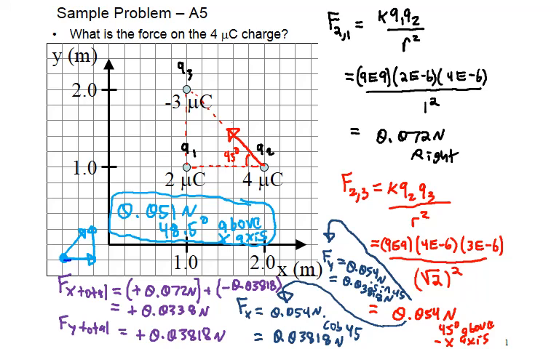So, we go over here, positive 0.033 and positive 0.03818. And then you can get the resultant, which is 0.051 newtons, 48.5 degrees above the x-axis.